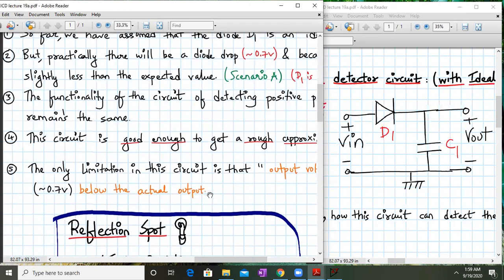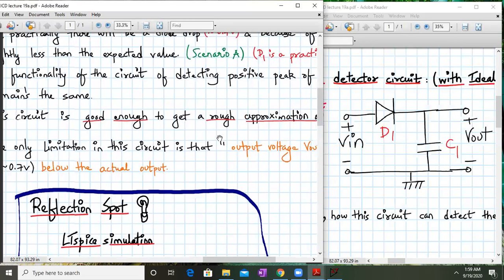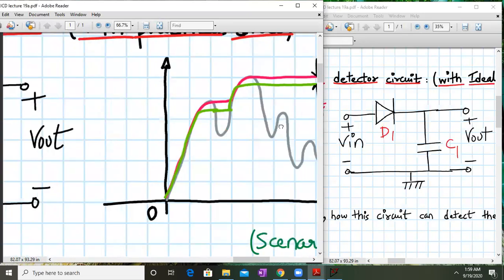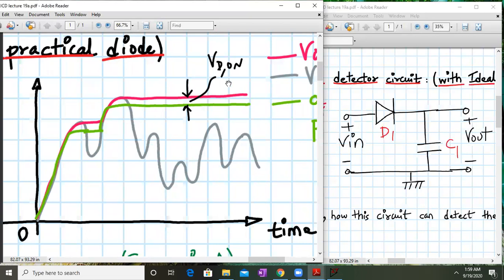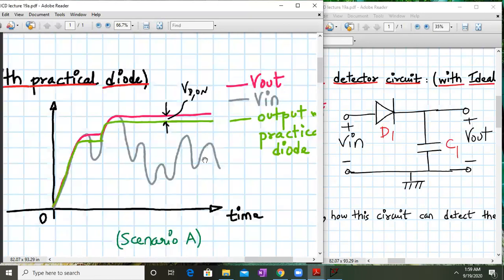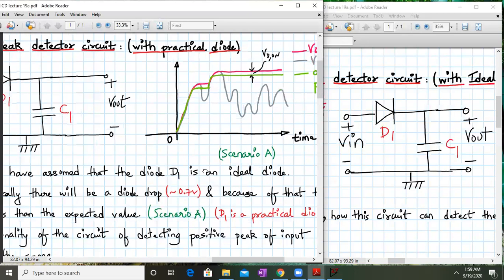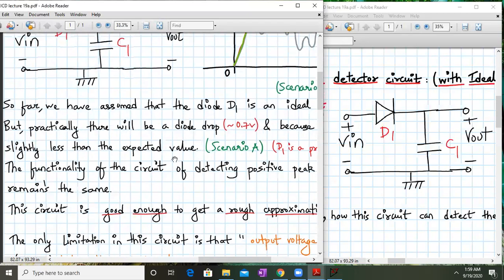So the major limitation of the circuit is that the output voltage is one diode drop below the actual output. This is the limitation: the gap between the actual output with an ideal diode and a practical diode. This is the problem, and it becomes severe when my input peaks are comparable to the VD1 value.